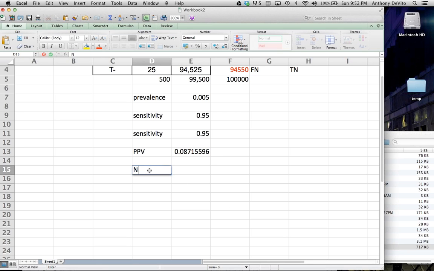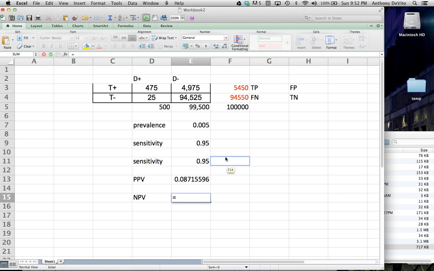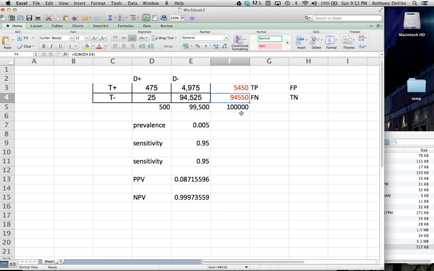Now, we can also measure something called a negative predictive value, and it's really the same idea. It's equal to the number of people that really are negative divided by the number of people that tested negative. Okay, and that is 99.97%. In other words, if you're in this group of 94,550 people out of 100,000 that tested negative, there are very few people that have the disease in that group. So you're almost certainly negative if you tested negative, unlike if you tested positive. This is the negative predictive value. This is the positive predictive value.